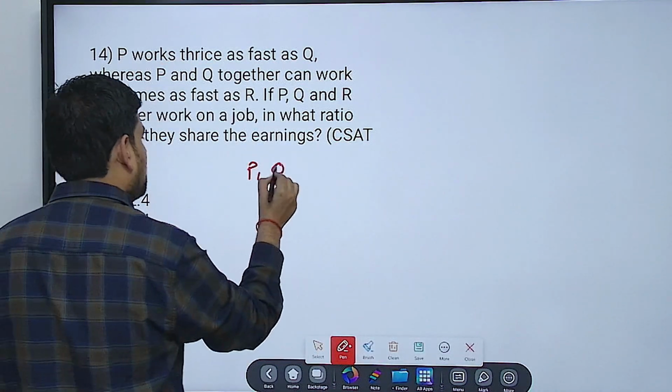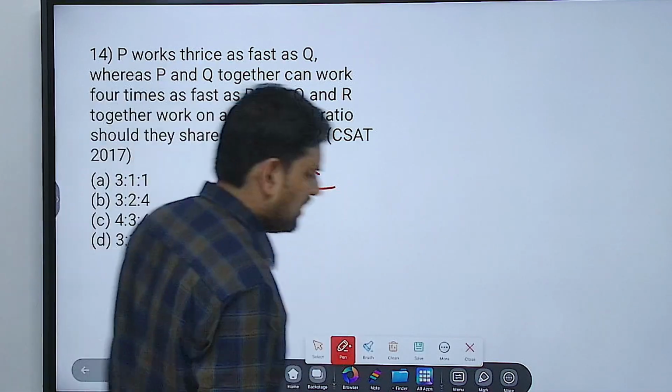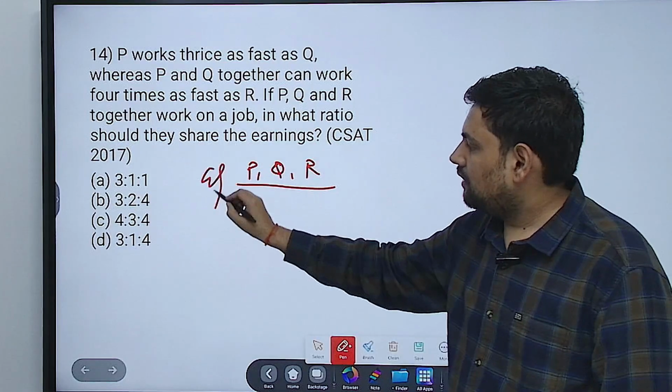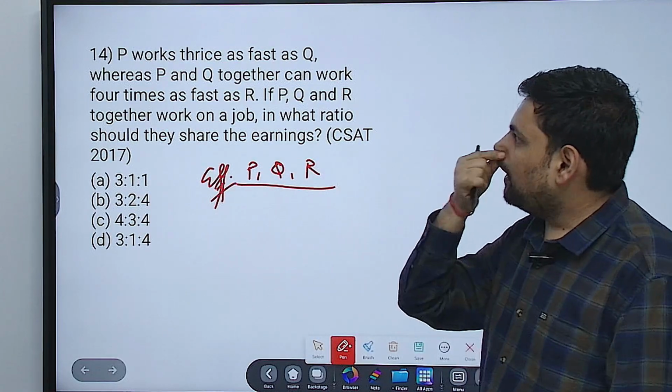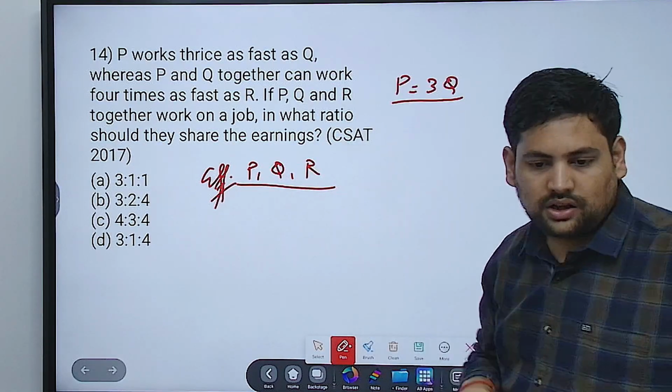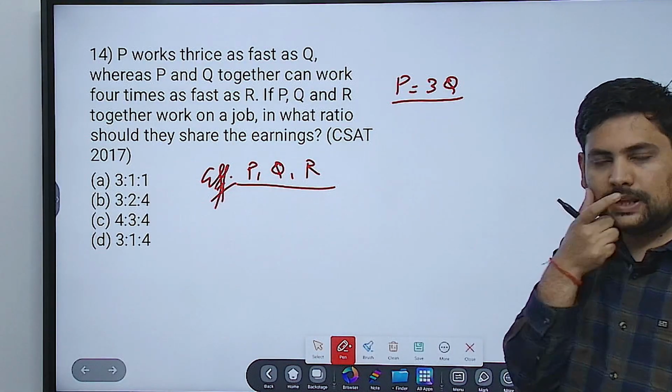Efficiency of P is P, of Q is Q, of R is R. Simple. Now, what is the first thing? These are efficiencies. Now, P works thrice as fast as Q. It means P is equal to 3Q. That is, efficiency of P is thrice that of Q.